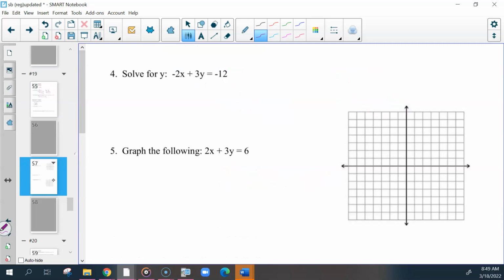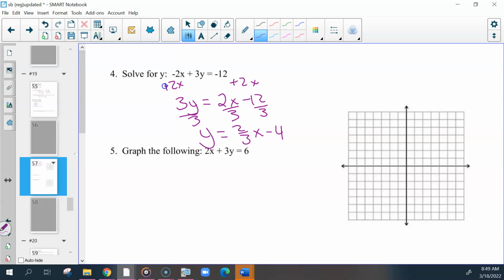Someone tell me how we would solve this for y. Peyton, go ahead. Subtract, add to both sides. Then move the y, or positive 2x. And then what? And then divide by 3. So, 2/3 x minus 4.